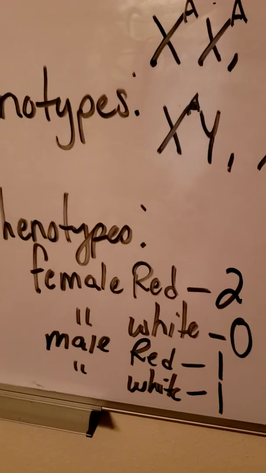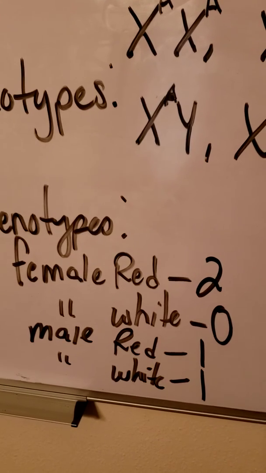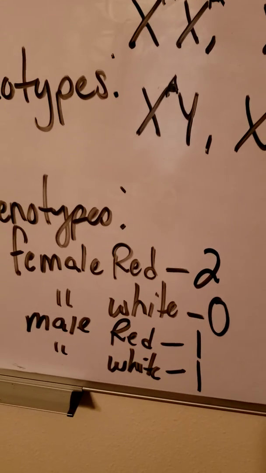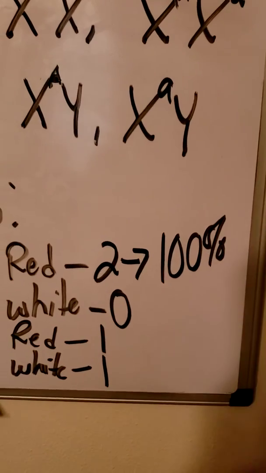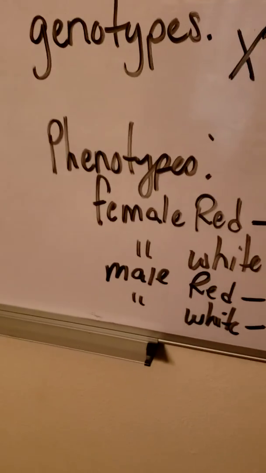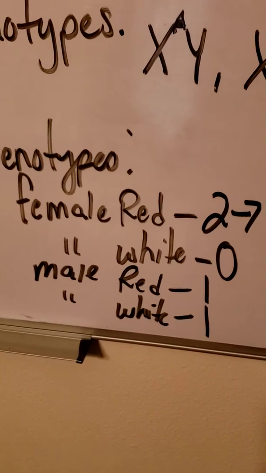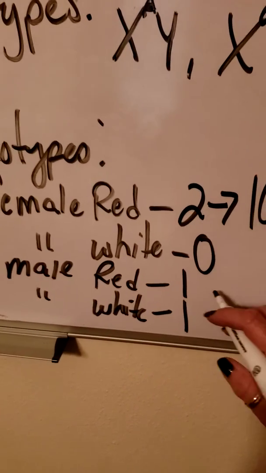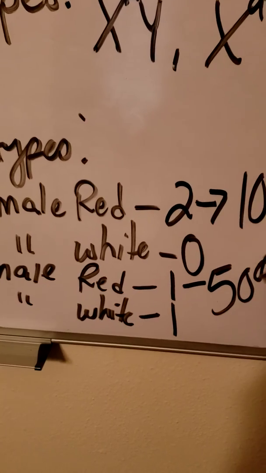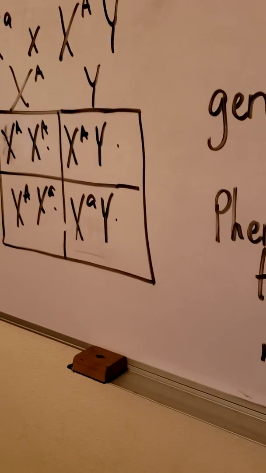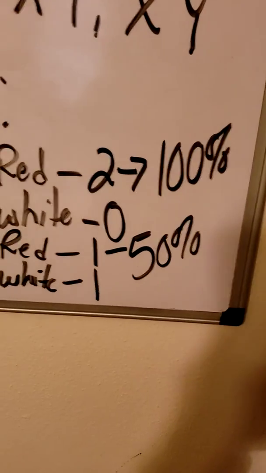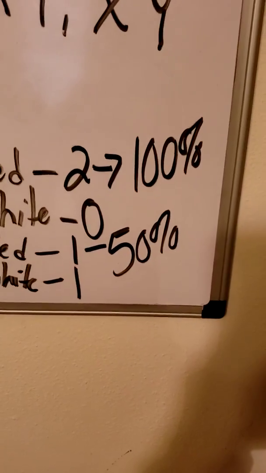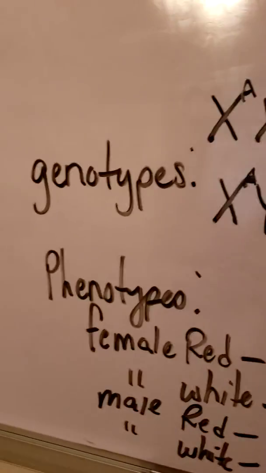If you were asked what the percentage of females with red eyes is, you would tell me 100% because both females have red eyes. If you were asked what the percentage of males with red eyes is, you would tell me 50%, because remember in our Punnett square, we have two females and two males. If you look at the two males, one has red eyes, 50%, and the white would be 50%. So there you have it.